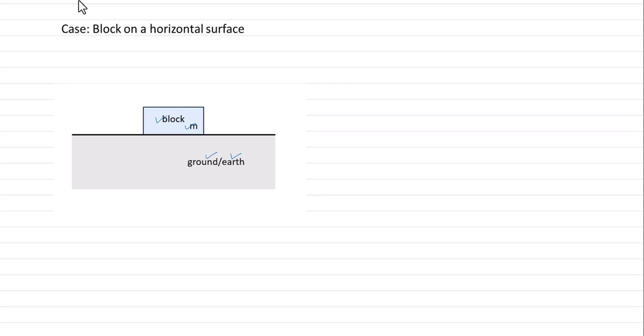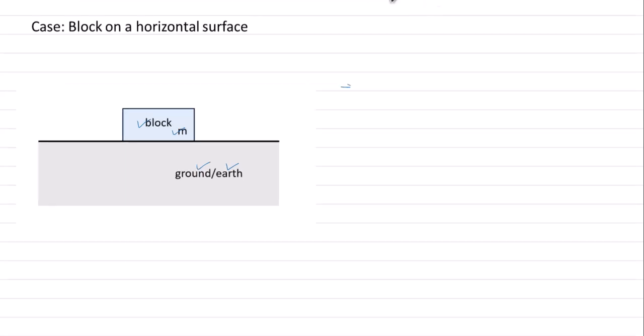So the system is made up of the block and the ground or Earth. So what are all the forces that come into play between these two objects? So the first set of forces will be the forces due to gravitation. I'm going to explain it a bit more. And the next set of forces will be the normal forces. So what does each of them mean and what are the pairs that they make?